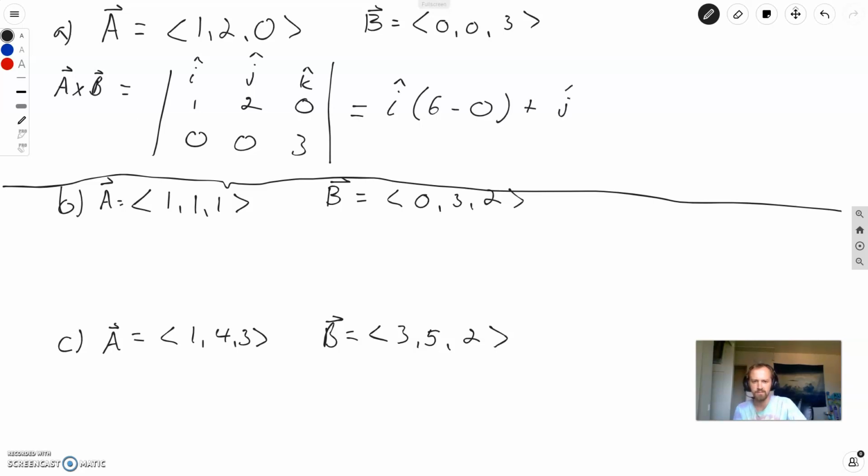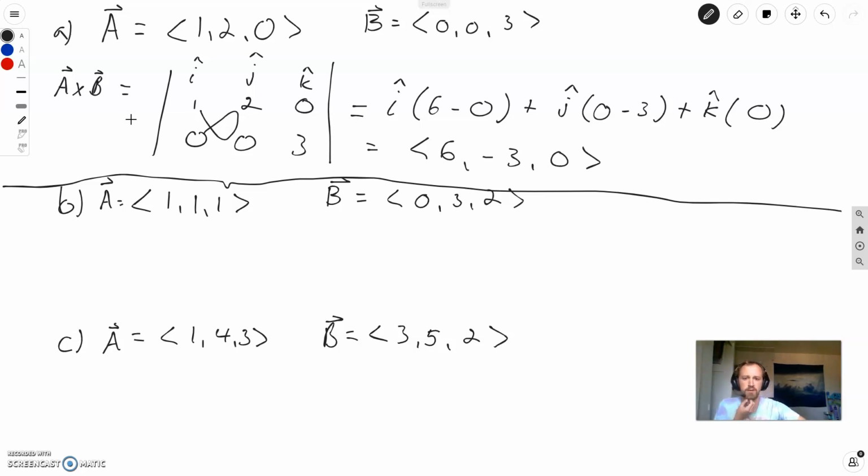Plus, now for the J direction. J direction's a little weird. We go the other way. So now I ignore my J column, and I'm going to do 0 times 0 minus 1 times 3. So I will get 0 minus 3. And then I have a K direction, which is just like the X direction again. It's going to be 1 times 0 minus 2 times 0. So this is 0. So the vector we get out of it is 6, comma, negative 3, comma, 0.